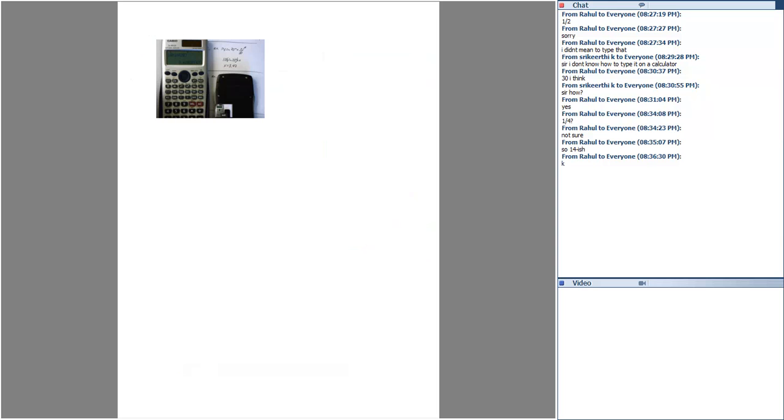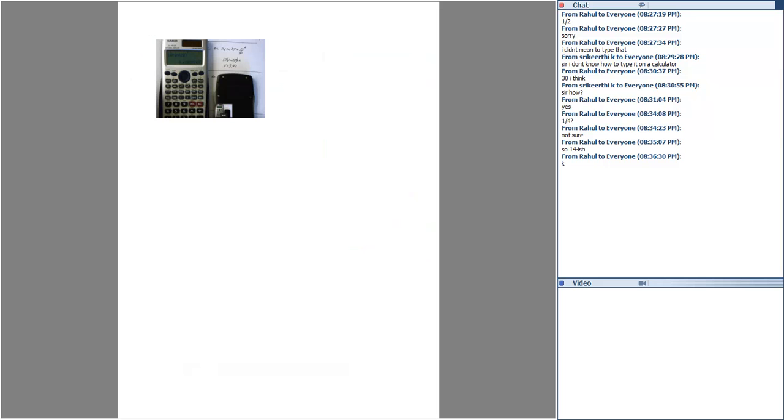Okay, here is a diagram of the scientific calculator. I will try to enlarge this so that it is clearer. So I hope everybody is using this scientific calculator. Is everyone using this scientific calculator? Yeah? Okay, good.